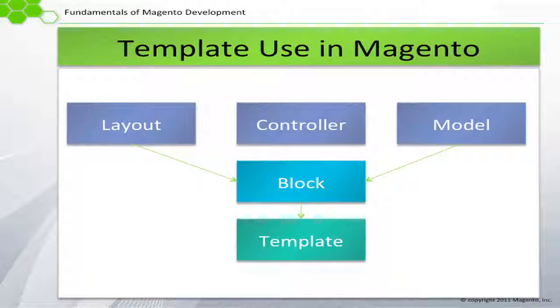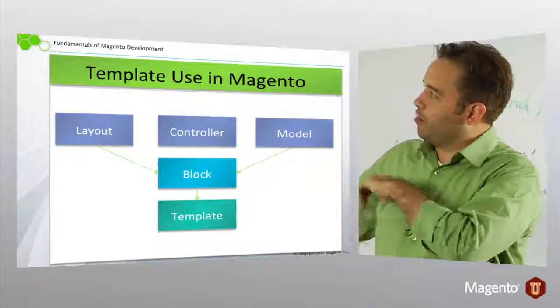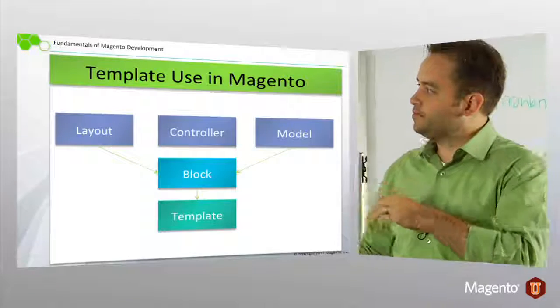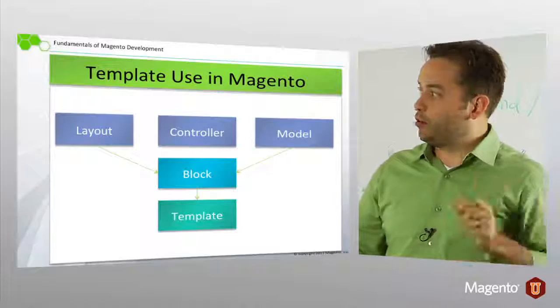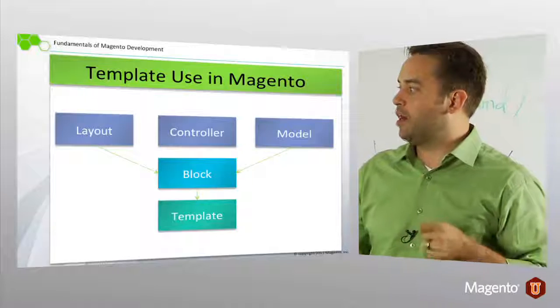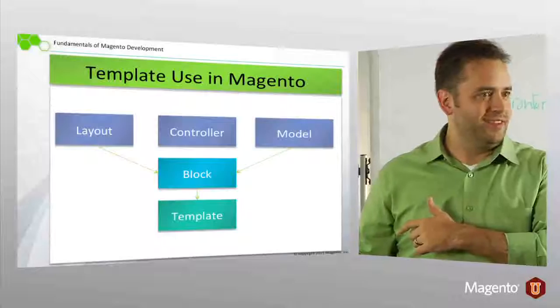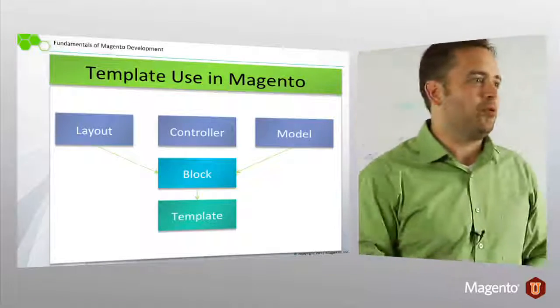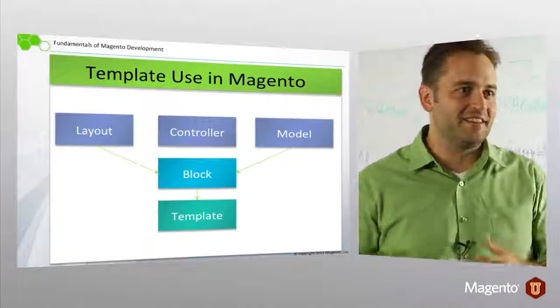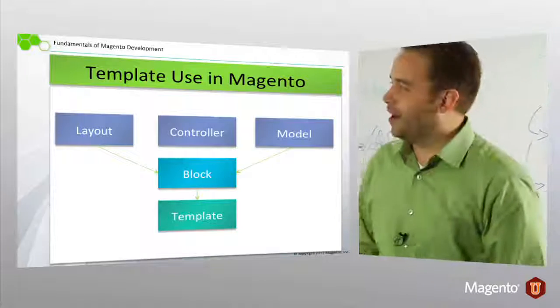So, all right. Again, here we have our models and controllers and our view layer. Our view layer is really these three things: layout, block, and template. And of course, the block has to involve the models. That's the whole point in this game: getting data out of the database and showing it to users.